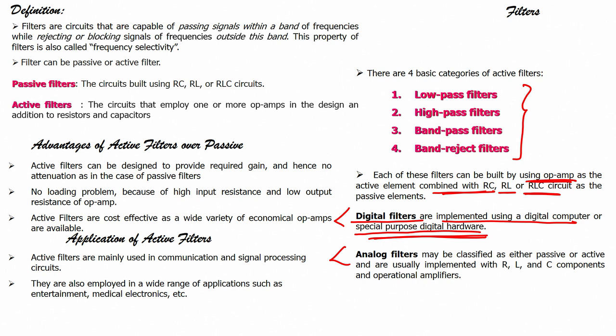While analog filters may be classified either as passive or active, and are usually implemented using R, L and C components and operational amplifiers. So, the main two categories of filter are digital and analog. Further, in analog you can have active as well as passive. In terms of the basic categories, it can be divided into 4 parts: low pass filters, high pass filters, band pass filters and band reject filters. We will see each of them.